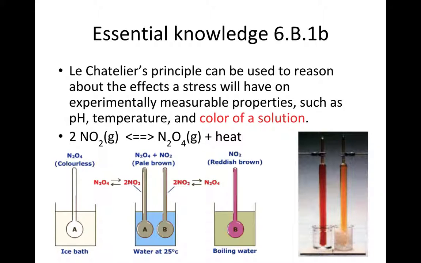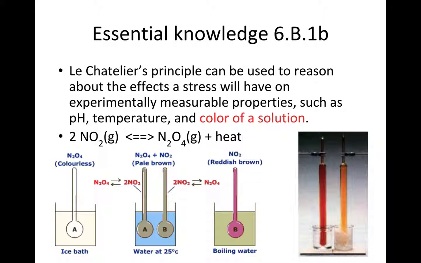Le Chatelier's principle can be used to reason the effects of stress will have on experimentally measurable properties such as color of solution. 2NO2 makes N2O4 plus heat is the reaction that we were just talking about in the previous slide. N2O4 is actually a colorless gas. NO2 is a red-brown gas.